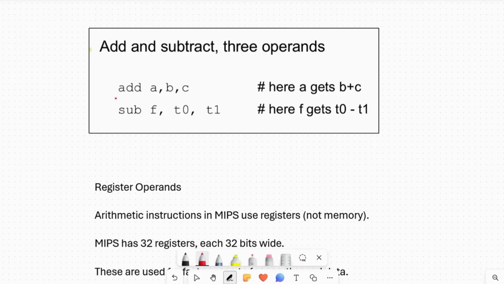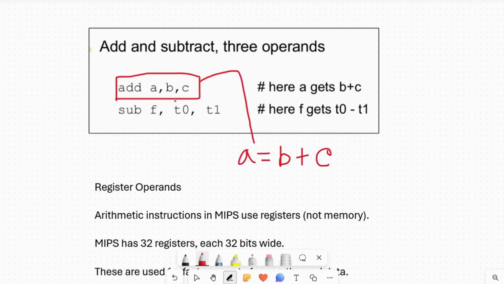So this is the add operation. If we write it in code, this will be A equal to B plus C. So it is basically the summation of B and C, then the data is stored in A. For subtraction, it is the same case. It subtracts T0 minus T1 and stores the data in F. If we write this, then this will be F equal to T0 minus T1.